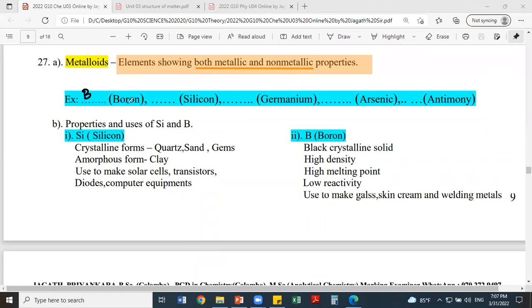First one is boron. Boron is a metalloid. It shows the properties of both metal and non-metal. Next metalloid is silicon, Si. Third one is germanium, Ge. Next one is arsenic, As. And next one is Sb, antimony. What are the 5 metalloids? Boron, if you want, I'll write the group. Boron group 3. Silicon group 4. Germanium group 4.